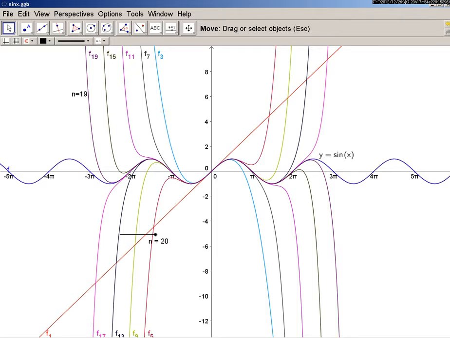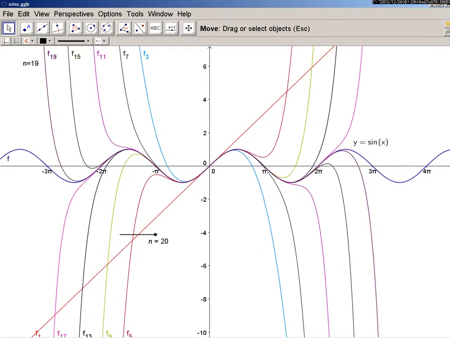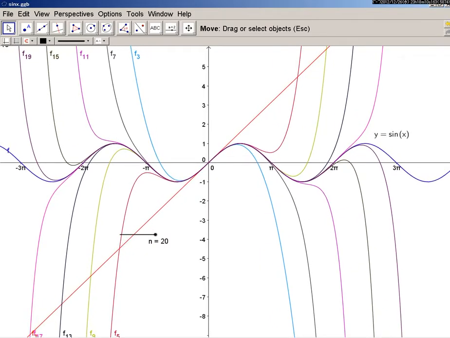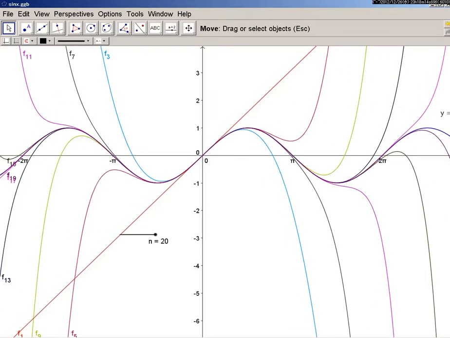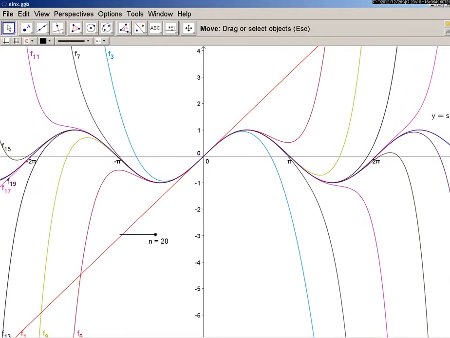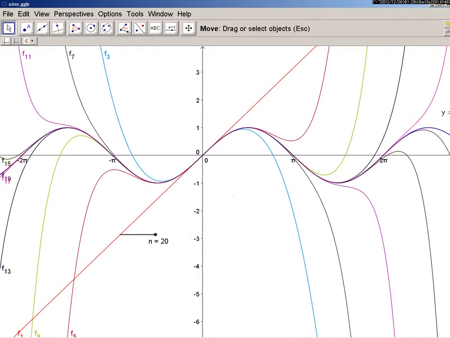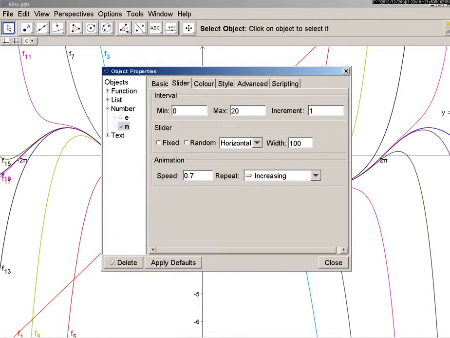As n increases, the series converges in a wider range. Actually, it converges from minus infinity to infinity. And you can magnify these graphs very easily with GeoGebra. If you want to see more terms, you can easily change the limit of n from here, interval max.